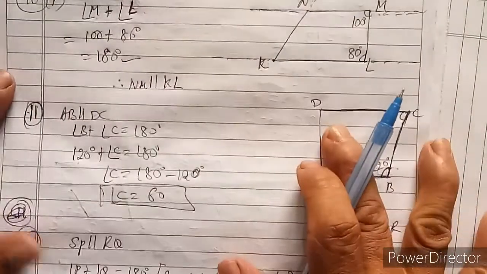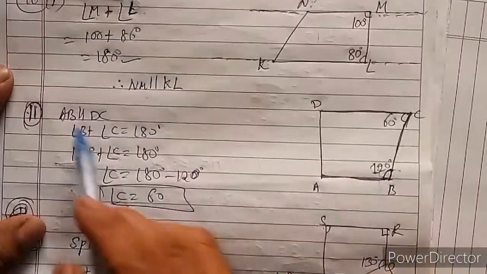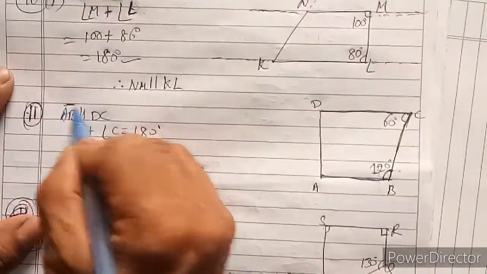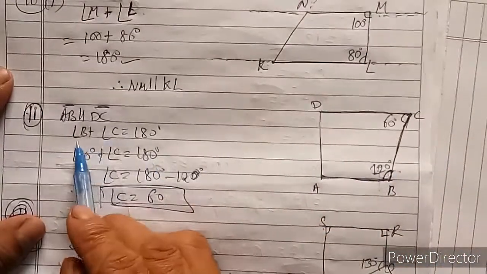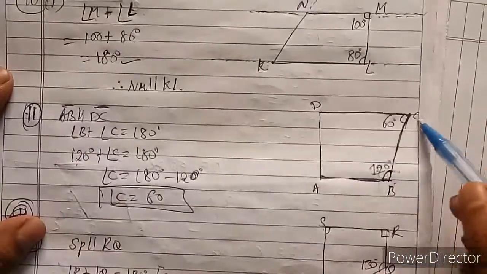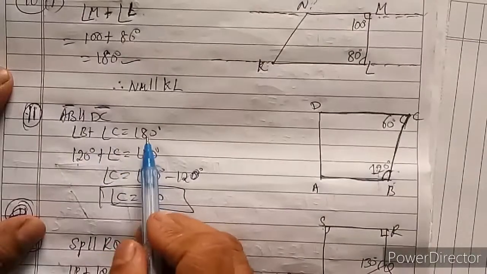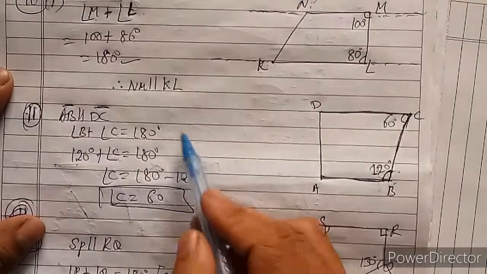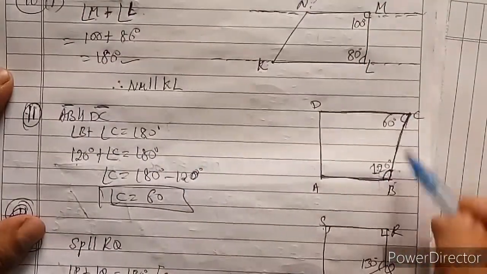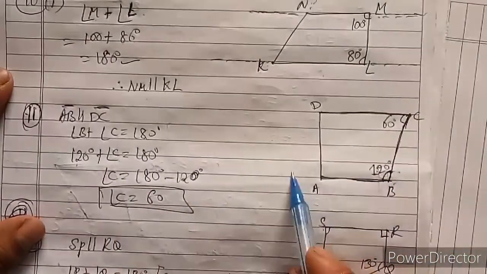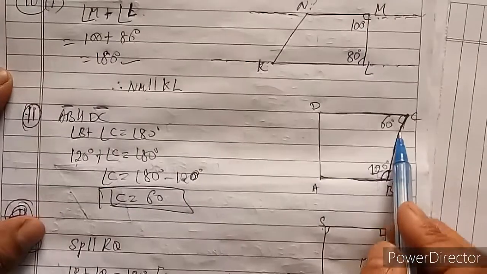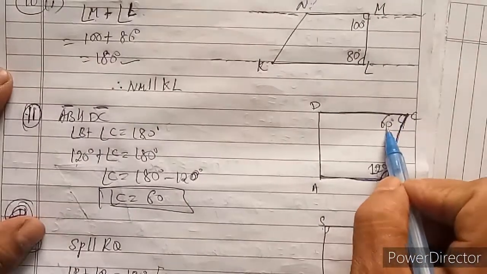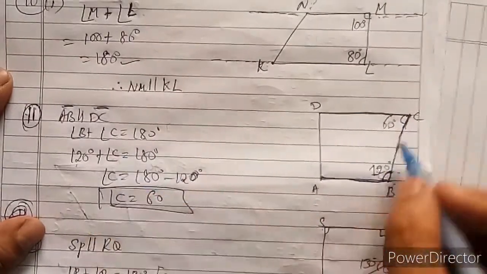So here, the 11th one. AB is parallel to DC. This side is parallel to this side. Angle B plus angle C is equal to 180 degrees, because we are taking co-interior angles. Angle B is 120 degrees. Angle C is not given, we have to find it. I already wrote the answer here, don't get confused, that is not given.